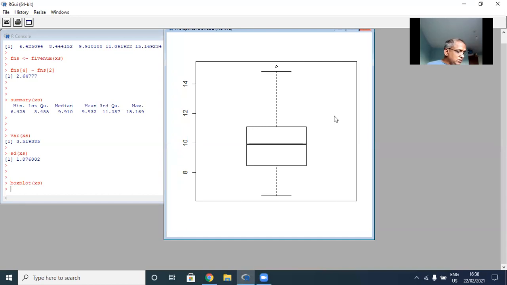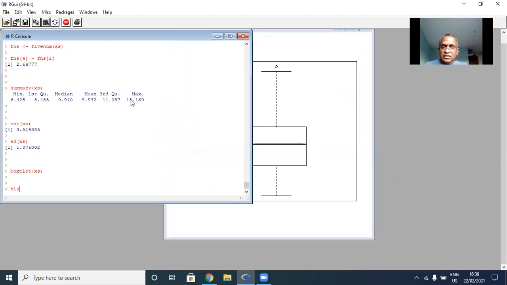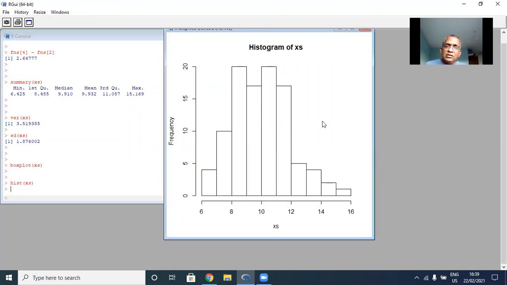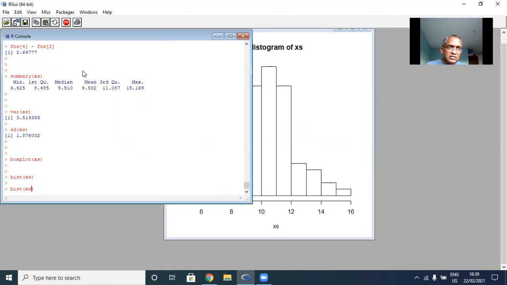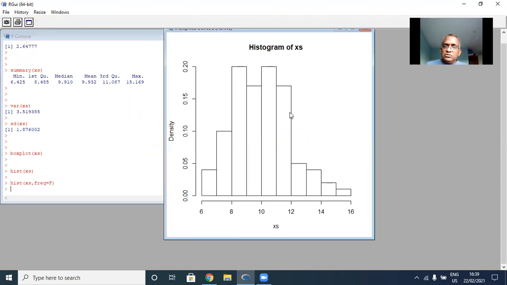Okay. All right. The next thing we need to do is, and okay, we are also asked to do a histogram, right? So to do a histogram of the data, you just type the command hist, H-I-S-T, xs. So that will do the histogram. Now you have frequency as the y-axis. Now, if you want to change that to density, you say freq equal to F. So you see now this is density on the y-axis.